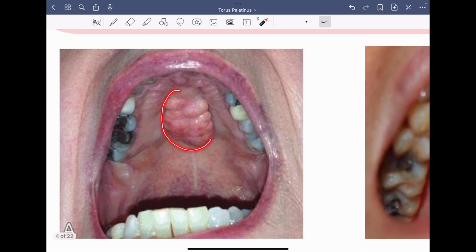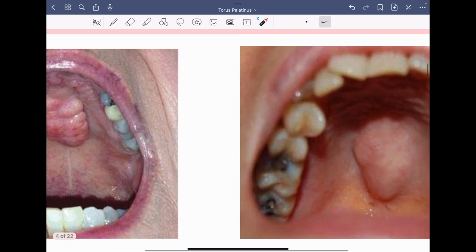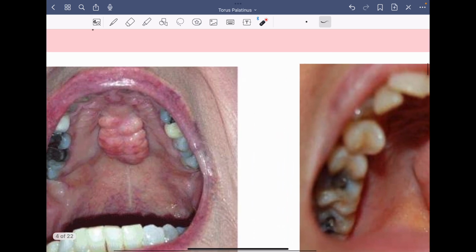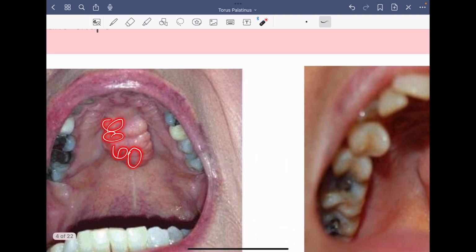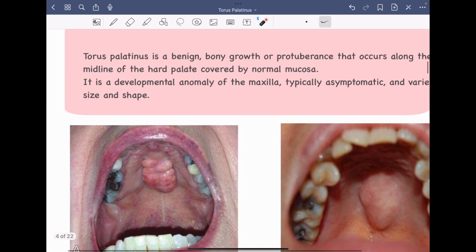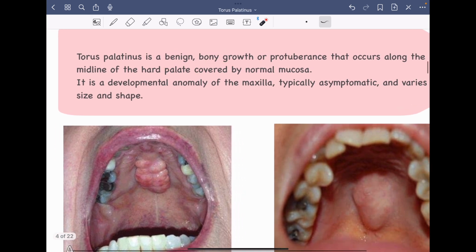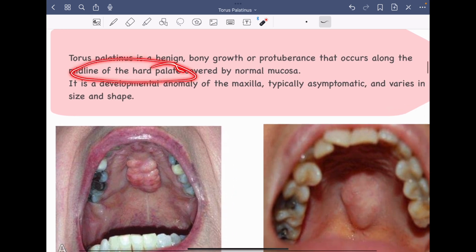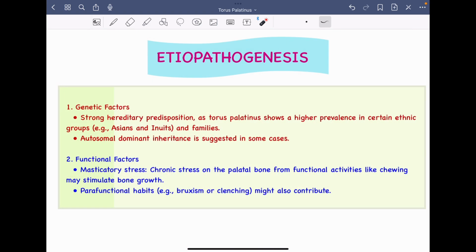Here you can see variation in shape as well. It is relatively flat, and here you can appreciate the nodules. We will deep dive into its various morphological types later on. But for now, you must understand that it is a benign bony growth which is occurring along the midline of the hard palate and which is covered by normal mucosa. A type of developmental anomaly of the maxilla, typically with no associated symptoms and of course varying in size and shape. Now let's discuss the etiopathogenesis of Torus palatinus.